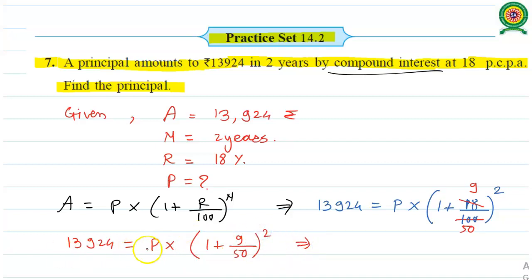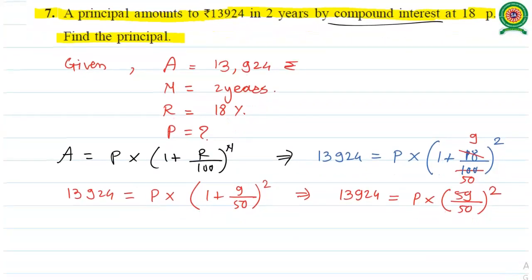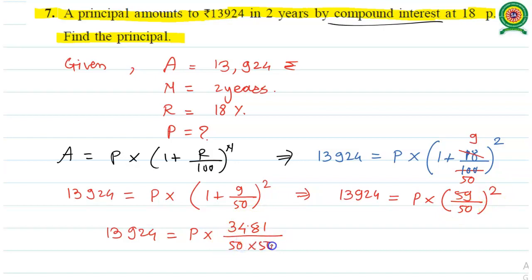So we can say that it is a linear equation in one variable, where the variable is P, whose value we have to evaluate. Let's make the cross multiplication in the bracket. We are getting 13,924 equals P into 5 1s are 50 plus 9 is 59 divided by 50, the whole square. Now let's evaluate 59 square. 59 into 59, we are getting 3,481, and 50 square I am writing in the form 50 into 50.